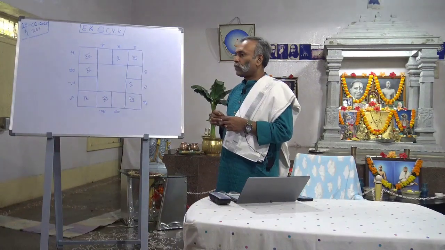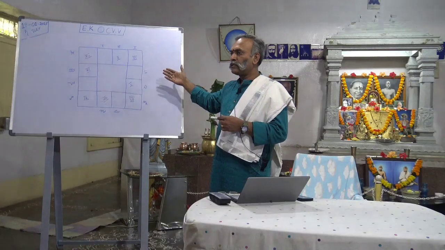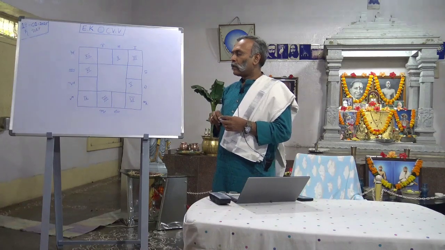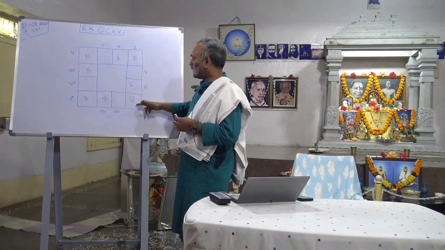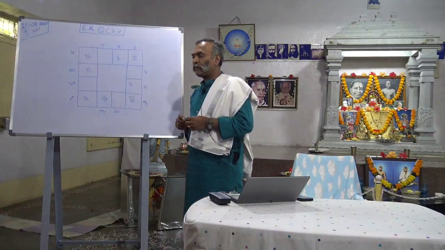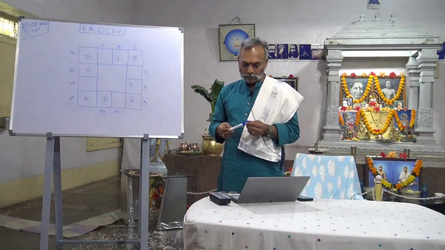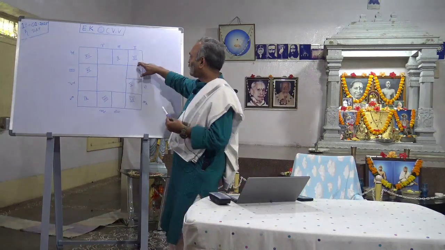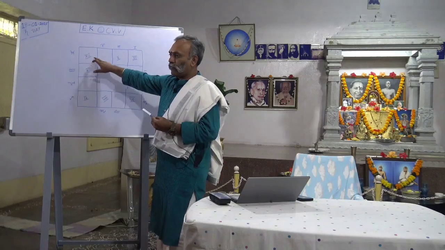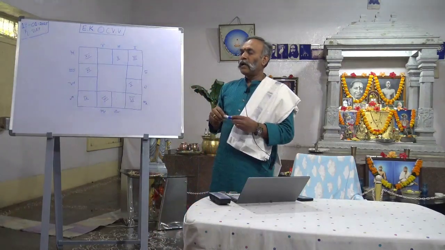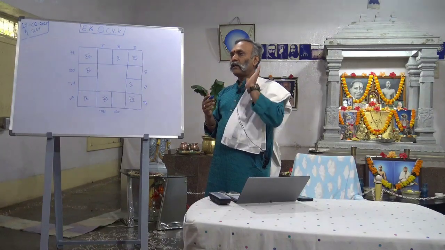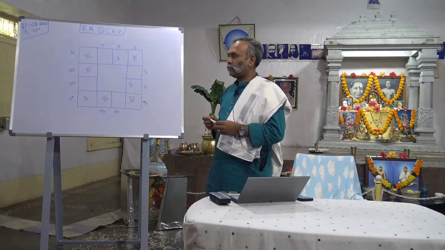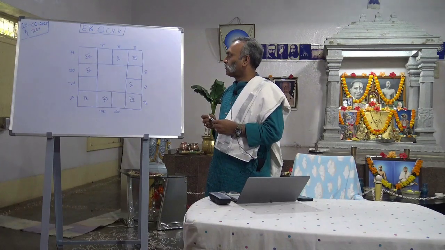So the third, the mutable signs, are the changing ones. These mutable signs are the 3rd, 6th, 9th and 12th. They represent the mind which is carried over from past lives.